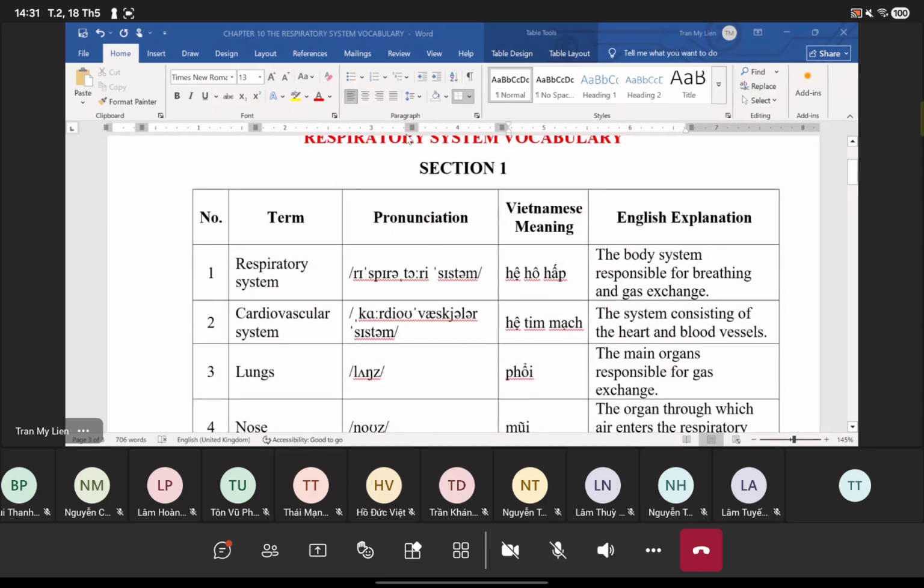Okay, now listen and practice saying the sounds correctly. Pay attention to the pronunciation of the vocabulary.